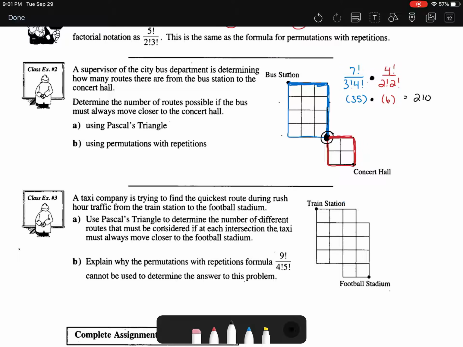Now I'll do A, Pascal's triangle. So remember, 210 is the answer that we are after. So I'm just going to get rid of this so that I have a clear grid to work with. Now, Pascal's triangle, here's how it works. Remember, my bus station is where I'm starting.